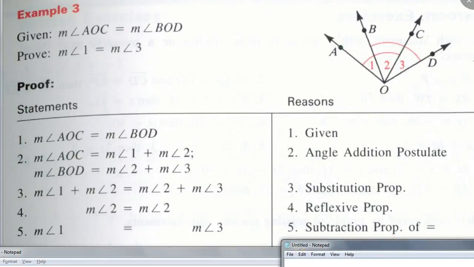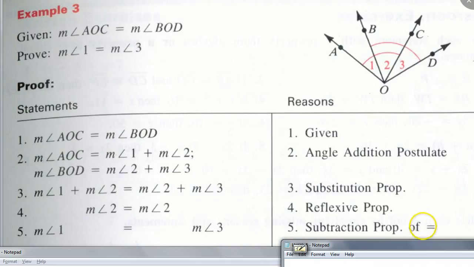By the way, they didn't put something here. They forgot to put something. Anybody see what they forgot to put? Raise your hand. Number 3 and 4. No, substitution is just substitution. The fourth one, you need to write down reflexive property of equality. They forgot to put that thing. Okay, but it's a typo?